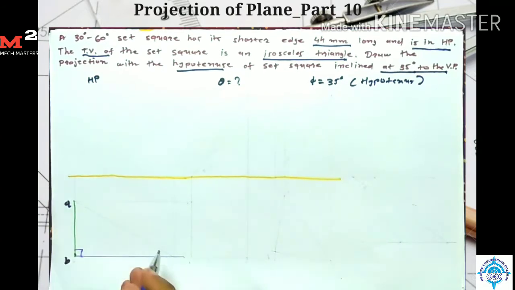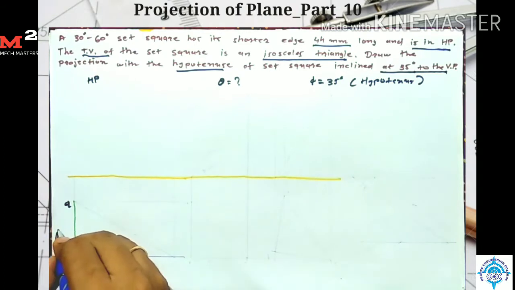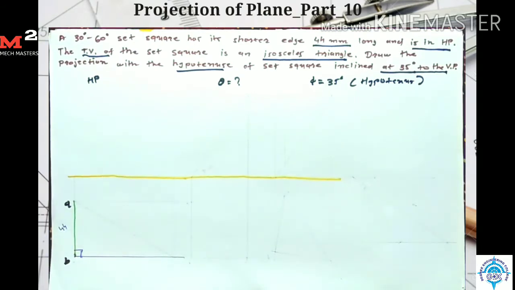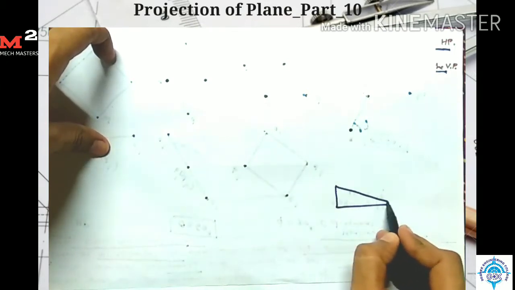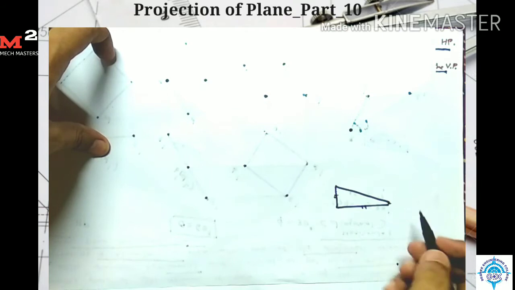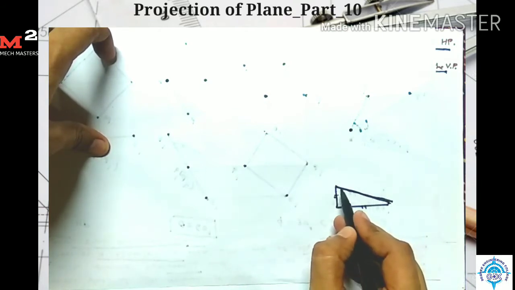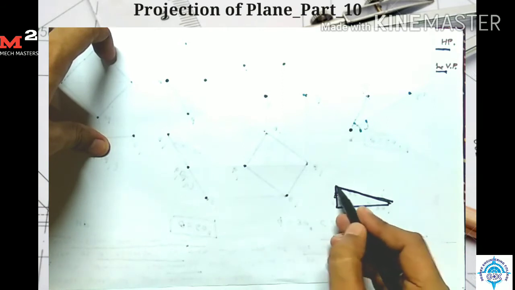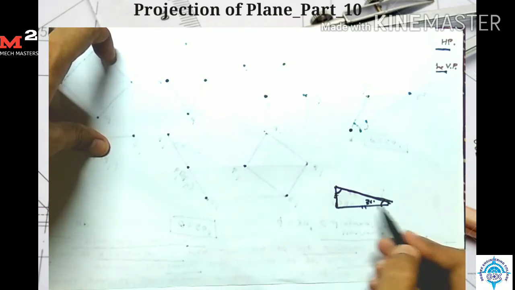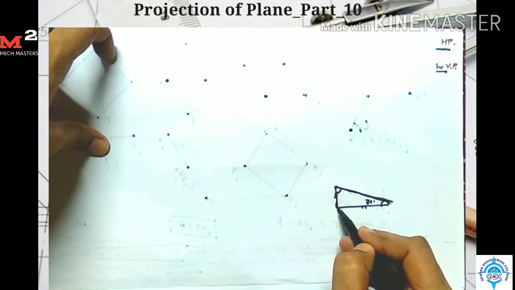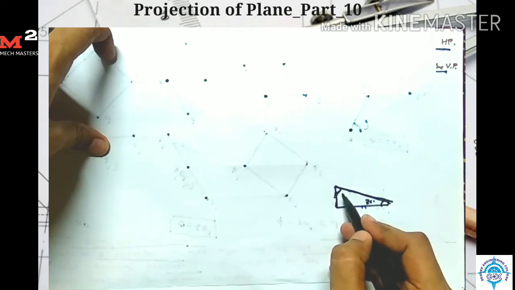Now here we don't know the length of the longest side. In the question, the length of the shortest side is given: AB is equal to 44 mm. But the length of the longest side is not given. If we draw the set square, we know that the hypotenuse makes an angle of 60 degree with the shorter side. Here we know the length of the shorter side, so we draw the hypotenuse at an angle of 60 degree.